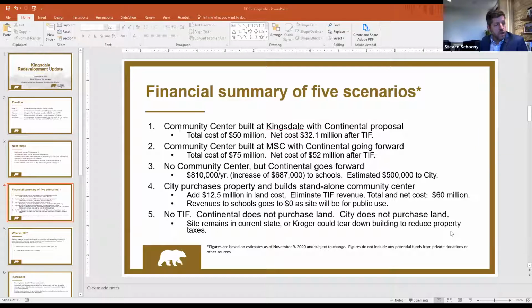And again, on option 4, if we were to build a standalone community center, their take ends up going to 0 because then it's all a public use on the site. And then I think the other thing that's important from a community communication standpoint is there is a risk that if the Continental project falls through, and I'd say it's a fairly high risk, that 2/3 of the value on the auditor's site of that property is the building. Basically, if Kroger is calculating that they're going to hold on to that property for more than 2 years, it makes sense for them to go ahead and tear it down and reduce the taxable value of the property. And the schools could end up losing on the order of $50,000 to $80,000 a year if Kroger comes in and tears that building down and does nothing with the site.